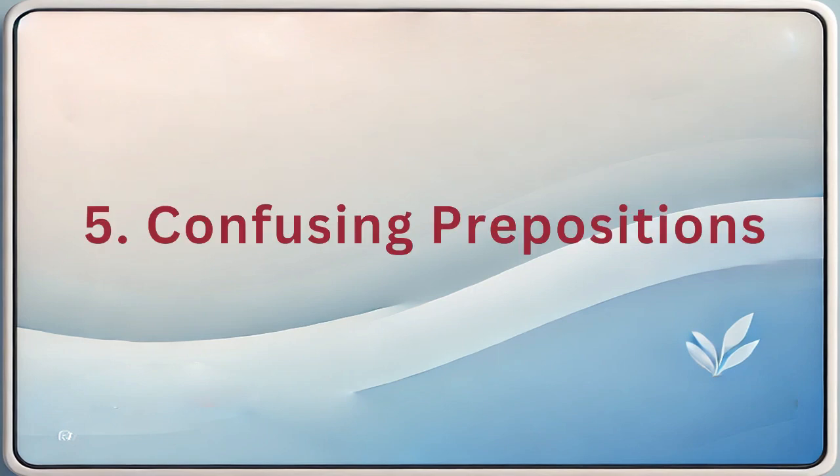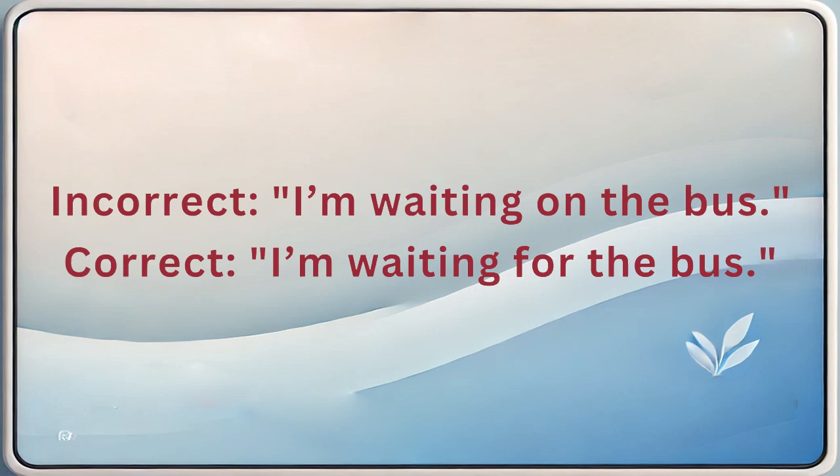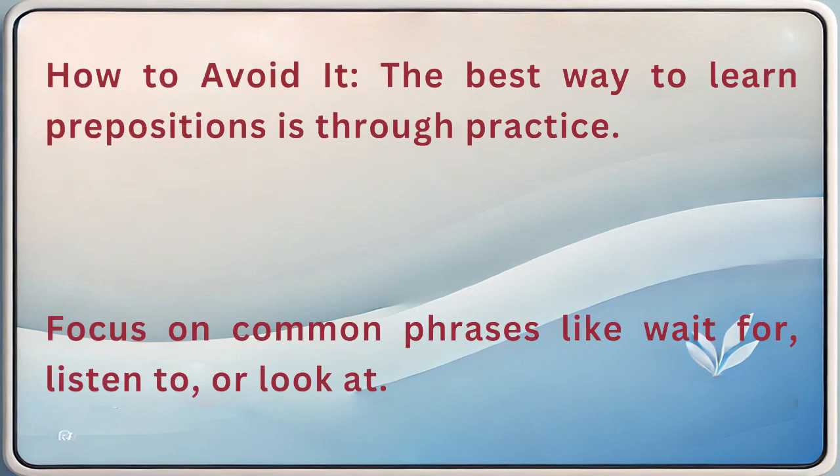5. Confusing prepositions. The mistake: using the wrong preposition. For example, incorrect: I'm waiting on the bus. Correct: I'm waiting for the bus. Why it happens. Prepositions can be tricky because they often don't translate directly from other languages. How to avoid it. The best way to learn prepositions is through practice. Focus on common phrases like wait for, listen to, or look at.